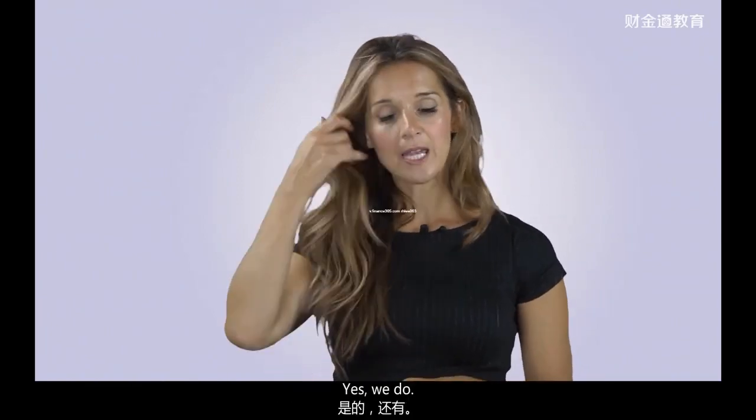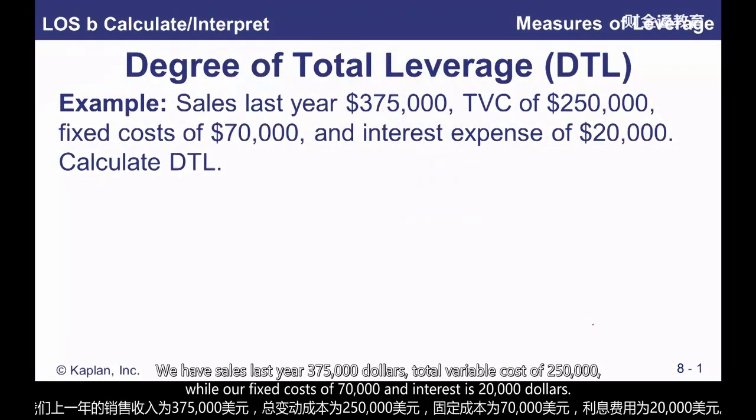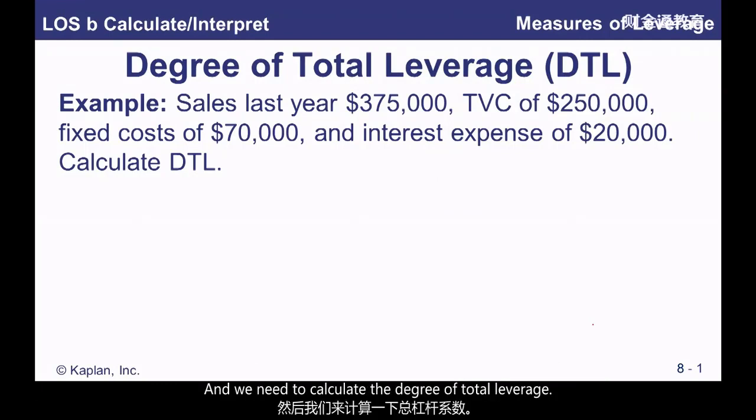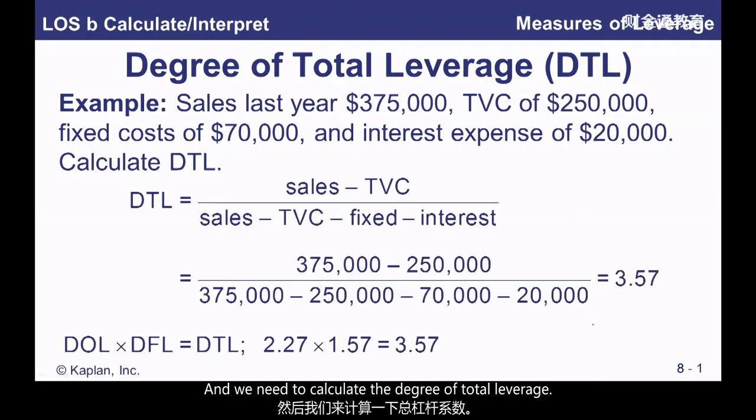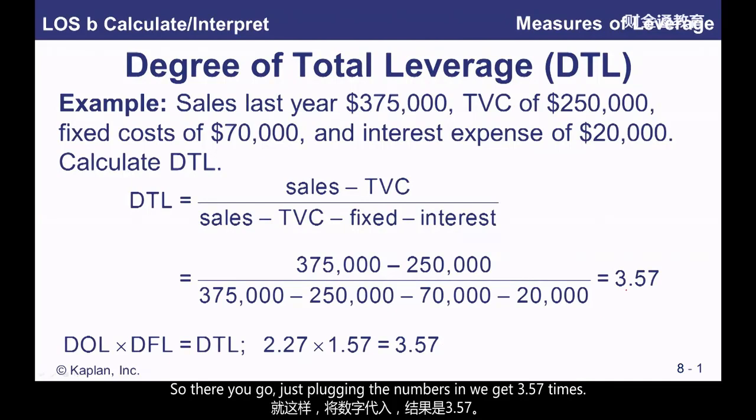So do we have another example? Yes, we do. So let's work through this one together. We have sales last year of 375,000, our total variable costs are 250,000. We're told fixed costs are 70,000 and interest is 20,000, and we need to calculate the degree of total leverage. So using the formula that we saw on the previous slide, our sales less our variable costs on the top, then again our sales less our variable costs on the bottom, then minus the fixed operating costs minus the interest on the bottom. So there you go, just plugging the numbers in, we get 3.57 times.